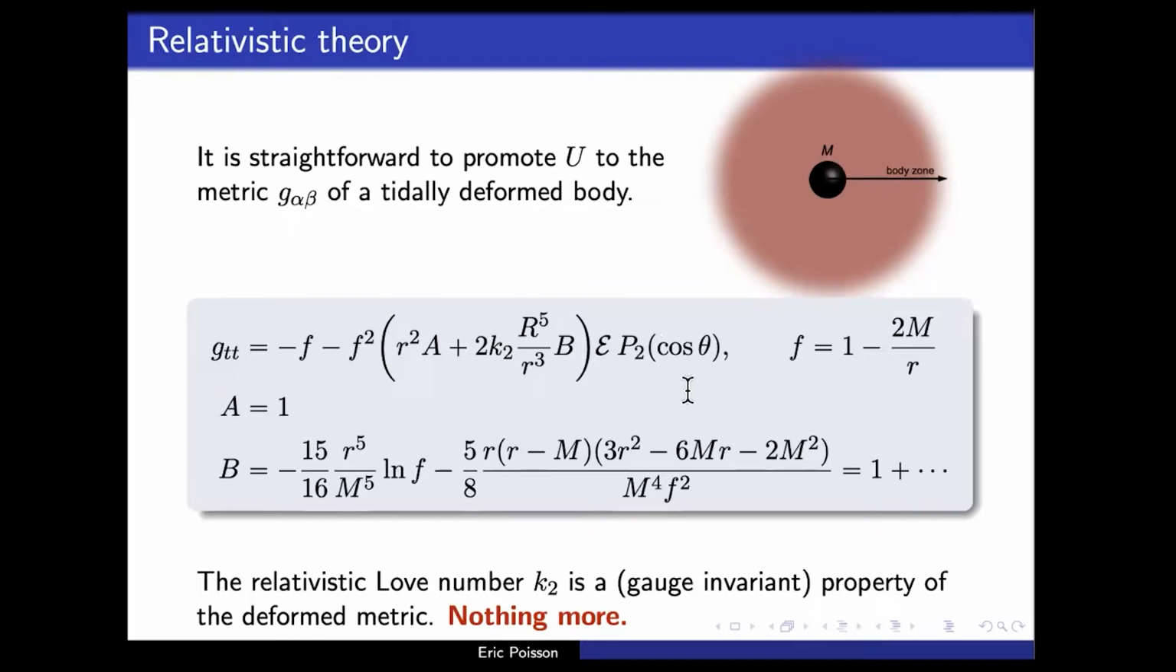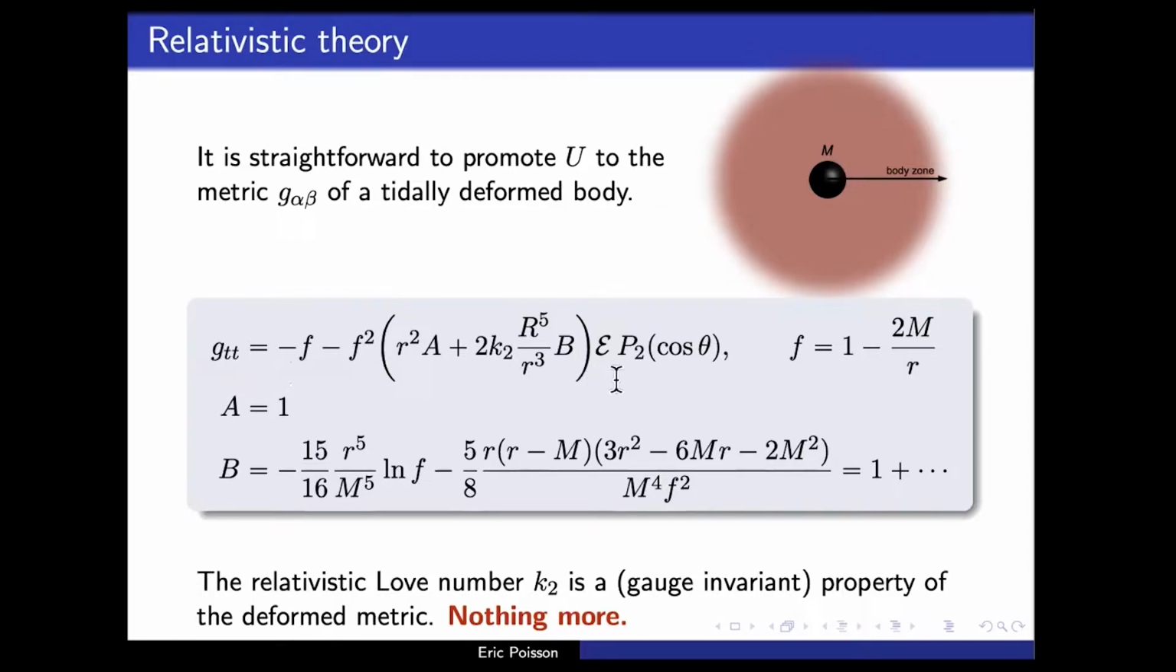And here I'm working to linear order in the tidal field, so I'm doing perturbation theory around the Schwarzschild metric that would be describing the body in isolation. So it's very straightforward to promote the Newtonian potential U to the full metric of a tidally deformed body. And here I'm just showing you the TT component of the metric, which is closely analogous to the Newtonian potential, but all components could be worked out. And without the perturbation, you would get the well-known Schwarzschild form for the metric.